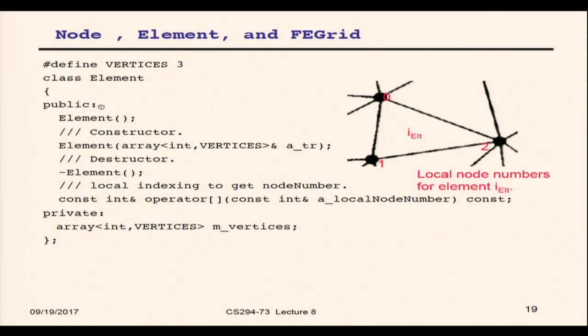So public, we have default constructor. We have an element constructor, which takes an array of ints of size vertices. And I'll tell you what those are storing in a moment. And then you have a destructor. All these are storing is the indexing to get the node number. These 3 integers, so you have an element is defined by 0, 1, and 2. There are 3 nodes there. All you need to know is how do I access the nodes? And from the nodes, I can get the position of the vertices of the triangles. I can get everything else. So all I need to store in my elements is where do I get my adjacent nodes?